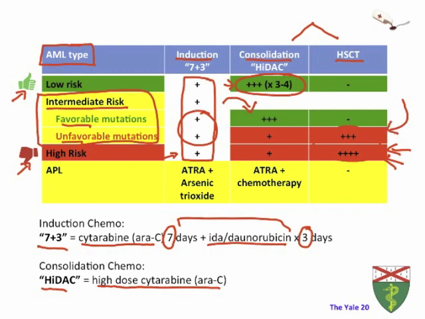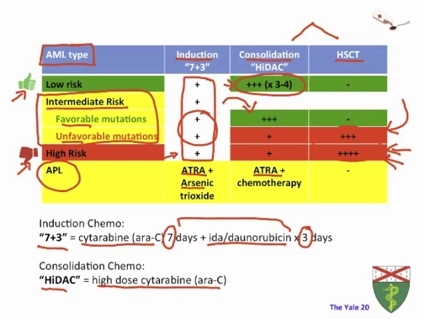One specific subtype that we're going to talk a little bit more about in the complications of leukemia is APL. APL is very different because it goes with a different induction chemotherapy and a different consolidation therapy using ATRA or arsenic, both for induction and consolidation. Okay, perfect. So now you basically understand the treatment of AML.